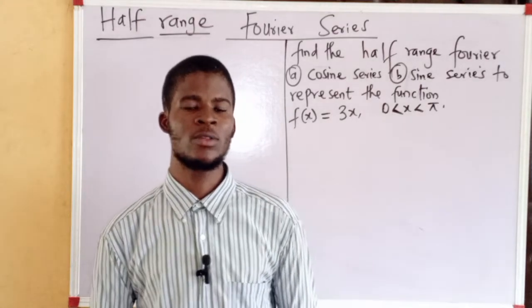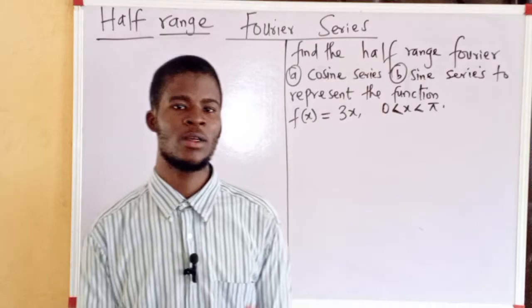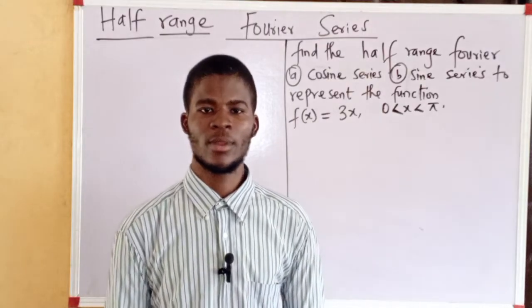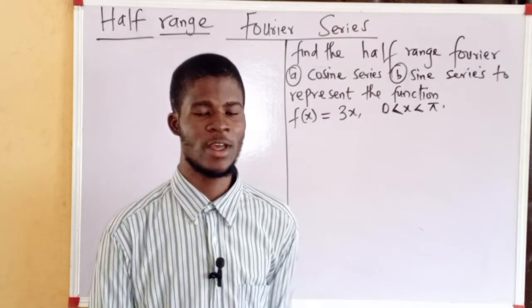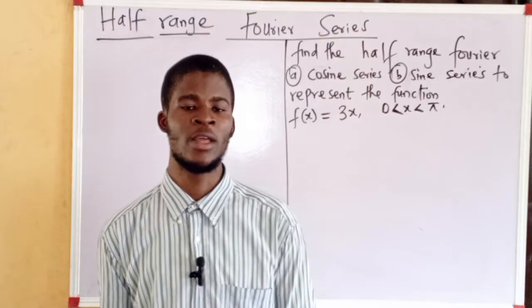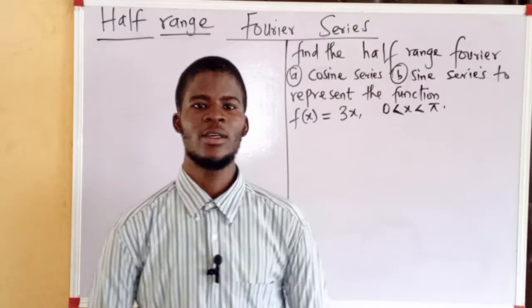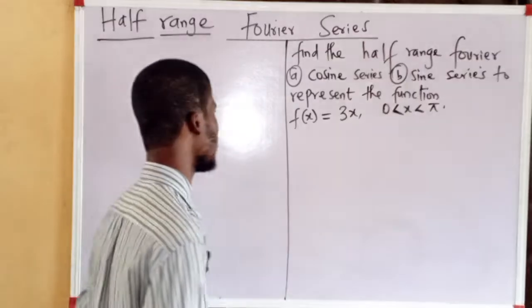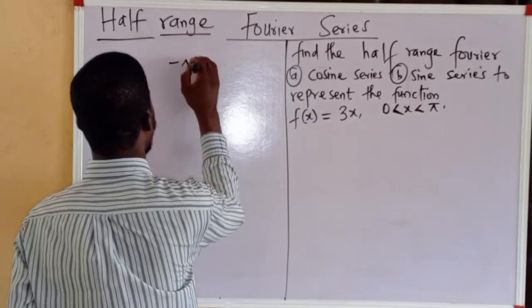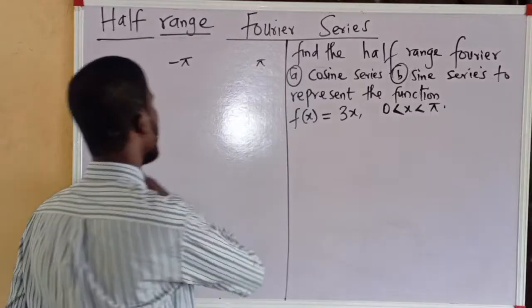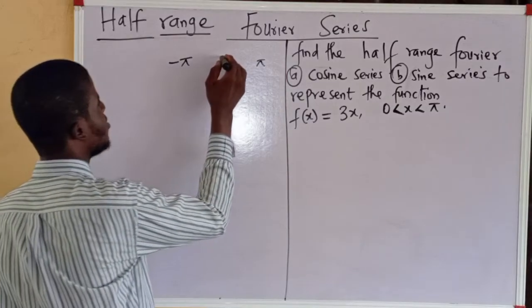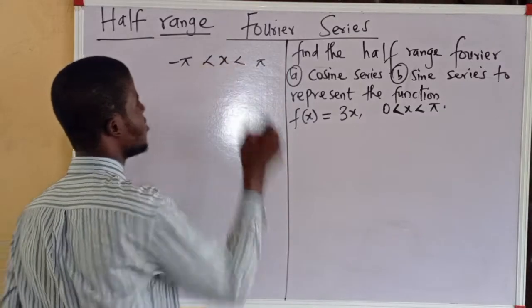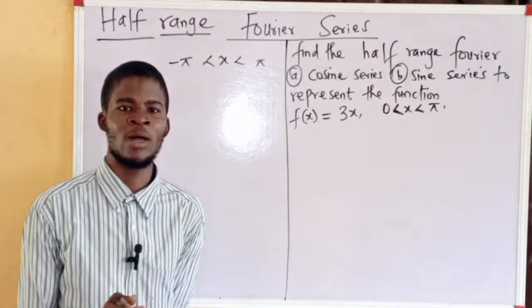We are going to talk about half-range Fourier series. Half-range Fourier cosine series and half-range Fourier sine series. Generally, the functions we are considering are defined over the interval from minus pi to pi. That's minus pi less than x and x less than pi. That's what we are talking about.